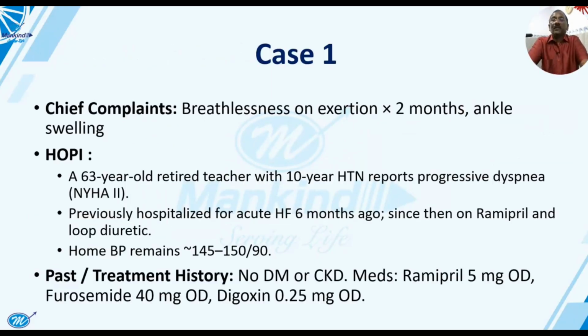So this case: breathlessness on exertion for 2 months, ankle swelling. History of the present illness: 63-year-old retired teacher with 10-year hypertension, progressive dyspnea, previously hospitalized for acute heart failure 6 months ago. Since then, on ramipril and loop diuretic. BP at home 145/90. Is it normal? Abnormal, not on target. As usual, most of our Indians, hypertension is at a higher level only.